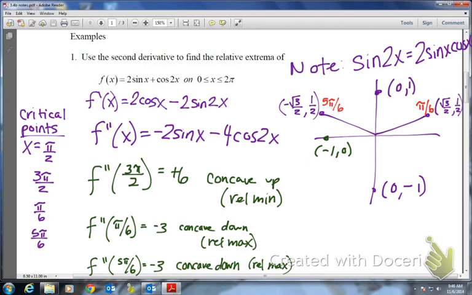So we already went over that the second derivative at pi over 2 was concave up because it was positive, so it was a relative minimum. I also got the same thing for 3 pi over 2, that it was also concave up because it was positive 6, so it's a relative minimum as well.